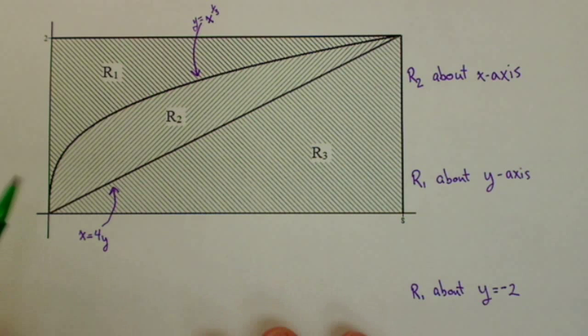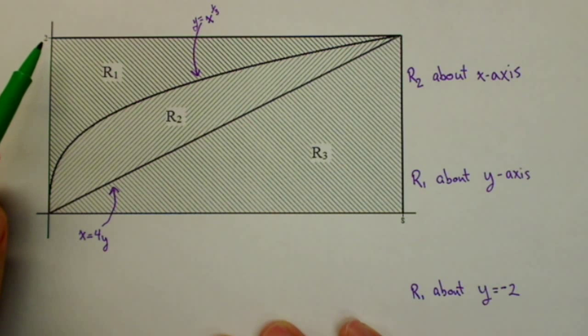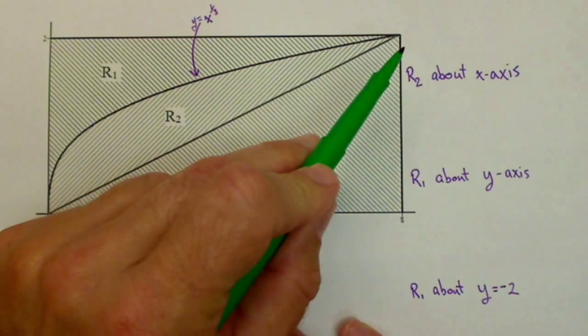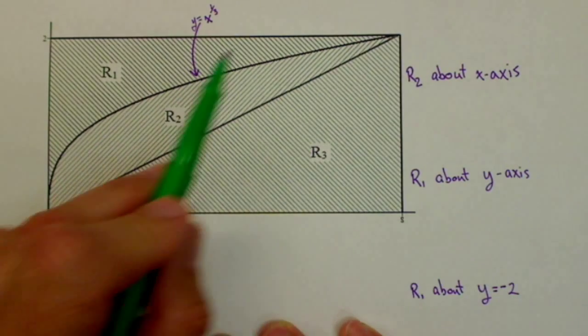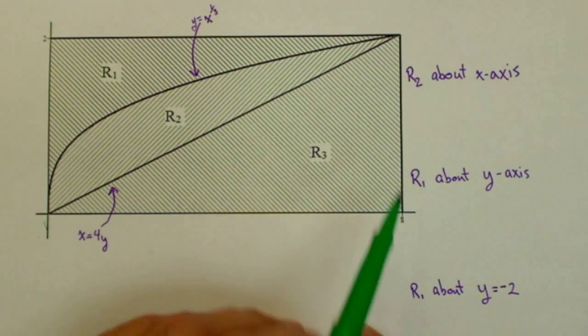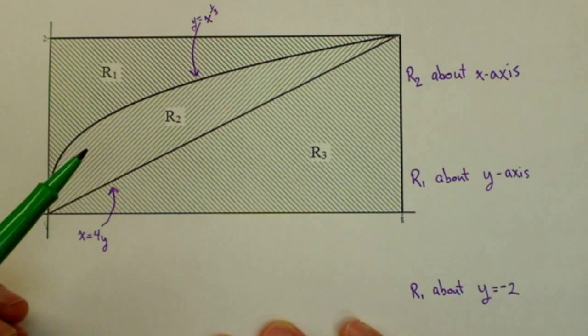So here we're given a rectangle between 0 and 8 in the x direction and 0 and 2 in the y direction. And we've got three regions, R1, R2, and R3. The curved function here is x to the 1/3. The straight line is x equals 4y. And we're going to do some different regions around some different axes.